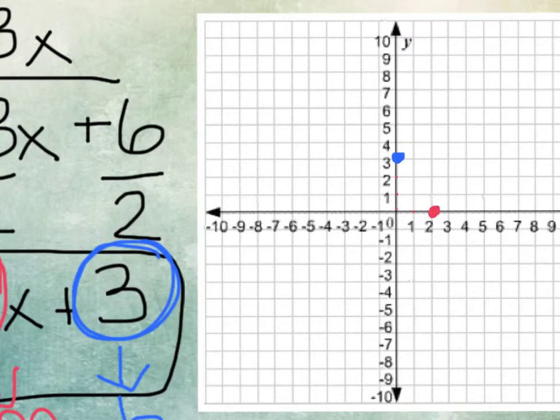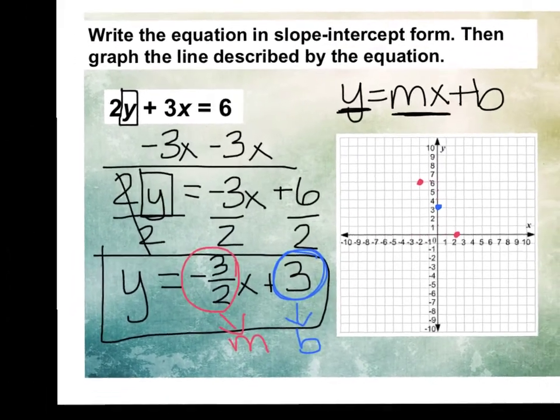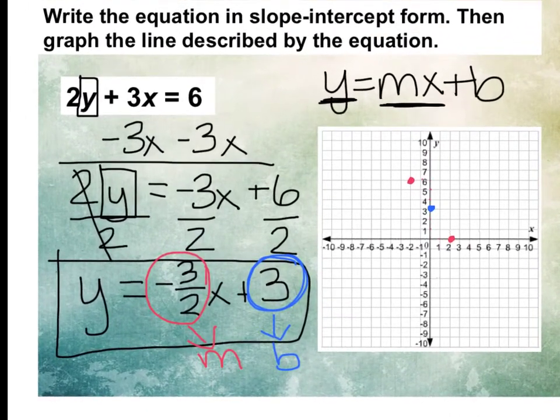I can also make a third dot by going up 3, 1, 2, 3, and then over 1, 2. There's my 3 points. Now I can create my line. I'm going to resize it so we get all our information in. There we go. And now I can draw my line.